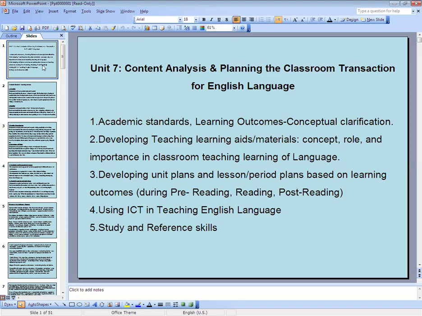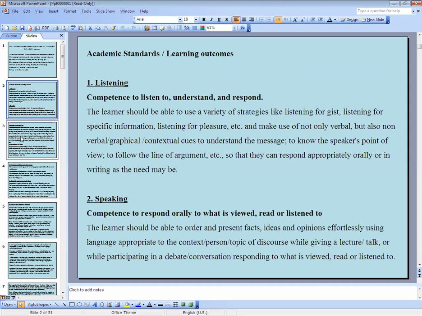Now coming to the academic standards. In your readers from 6th to 10th standard, there are given the academic standards at the end of the reader. So these academic standards are 6: listening and speaking, reading comprehension, conventions of writing, vocabulary, grammatical awareness, and creative expressions. So under these things, we have different learning outcomes.